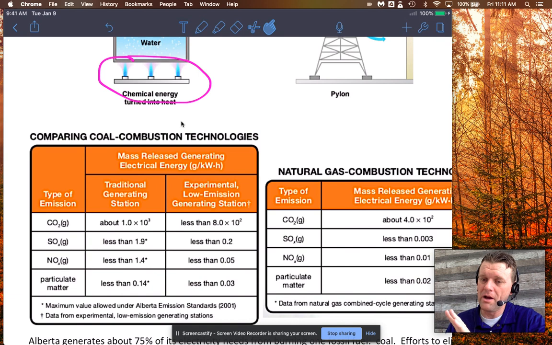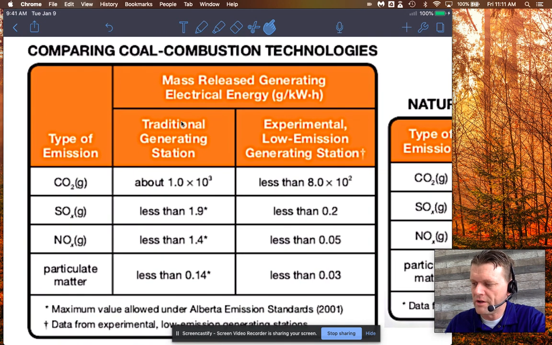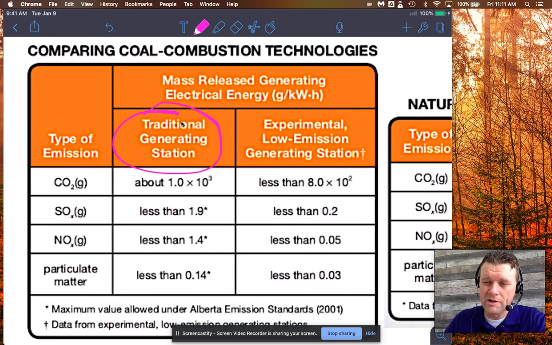Now it's a finite supply, and that's a problem because it's not renewable. But man, we have so much of it, and it's really easy to extract. The issue, though, is all coal has sulfur and nitrous oxides in it. Okay, so if you look at this chart here, the type of emission for a typical generating station is listed here, and it lists the amounts in grams per kilowatt hour. So how many grams of this material is emitted per kilowatt hour of electrical energy generated.